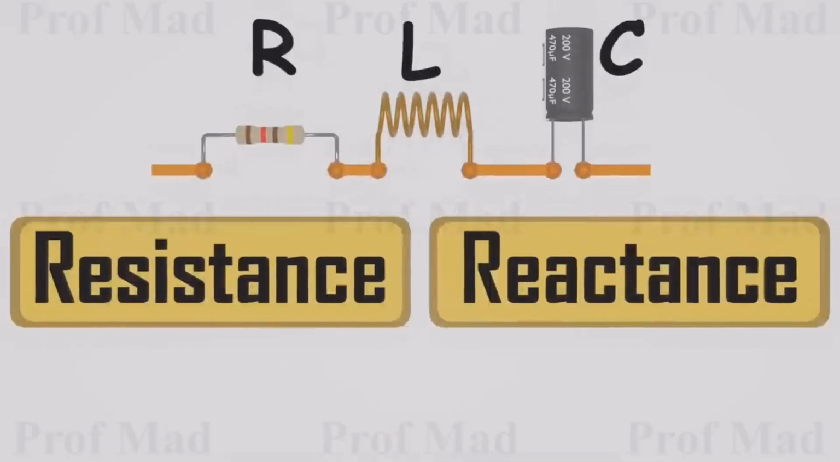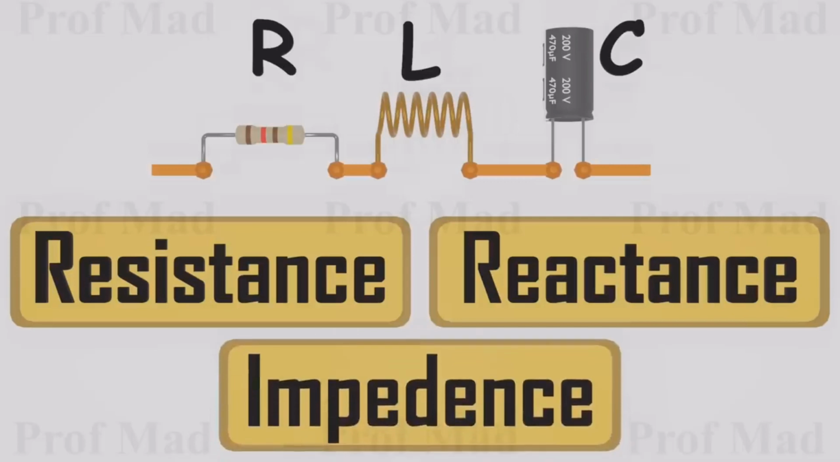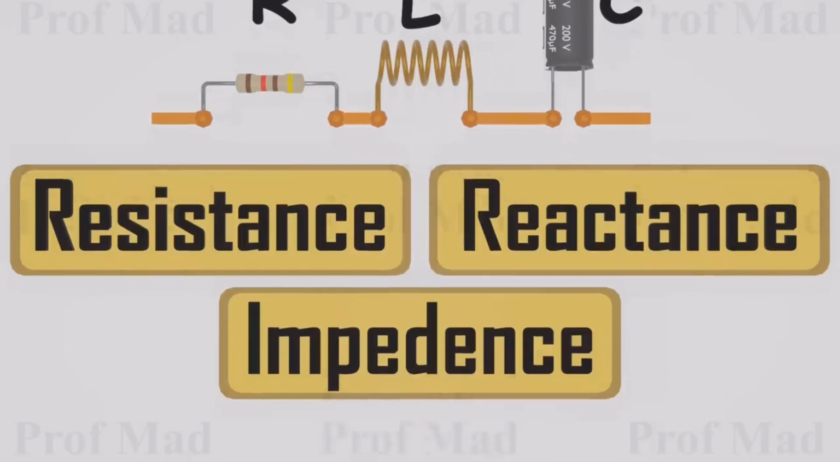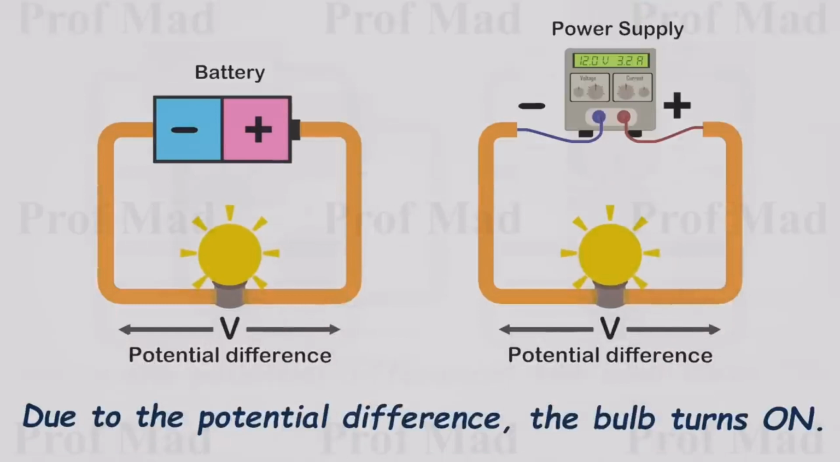Resistance, reactance, and impedance. You've likely encountered these terms before, but do you truly understand their significance? Let's unravel the mysteries behind these concepts. When we apply a voltage difference across a conductor connected to a light bulb using any kind of power supply, the light bulb will turn on.